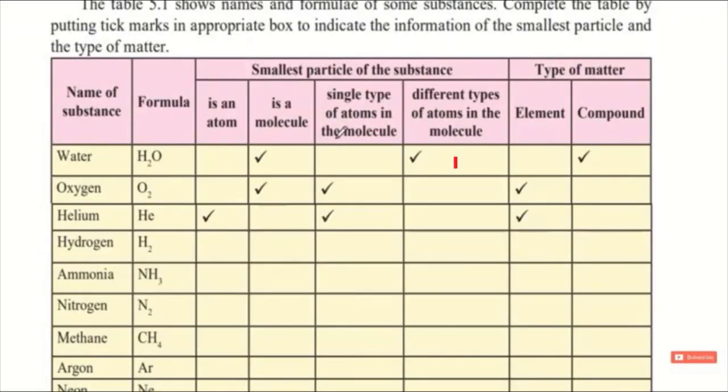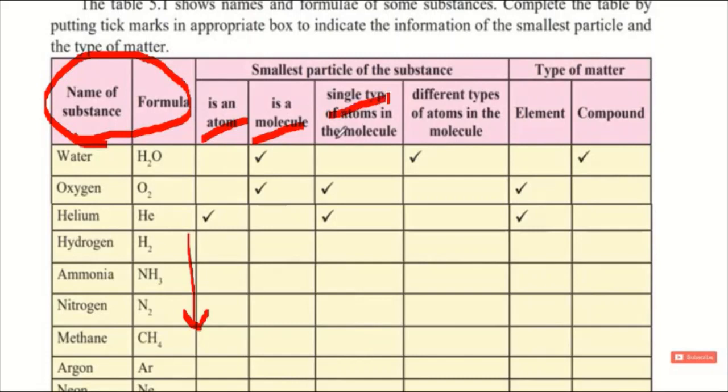Students, some names and formulae are given in this table with some examples. We will solve some examples and you can solve the remaining ones as practice. Here in this table, name and formula of substances are given and you have to find whether it is an atom or a molecule. And if it is a molecule, then it has a single type of atom or different types of atoms. And lastly, whether it is an element or a compound.